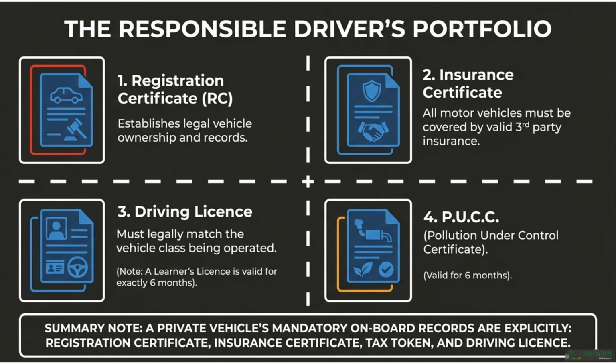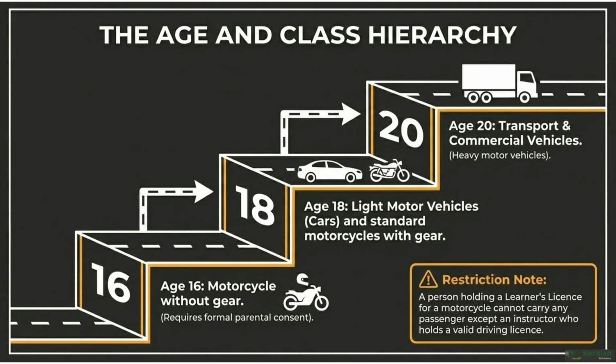This portfolio includes your vehicle's registration certificate, a valid third-party insurance certificate, your driving license for the appropriate vehicle class, and a valid pollution under control certificate. Licensing also follows an age and class hierarchy. You can drive a motorcycle without gear at 16, with parental consent, light motor vehicles at 18, and heavy transport or commercial vehicles at age 20.